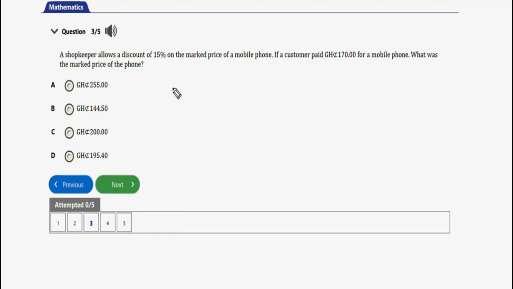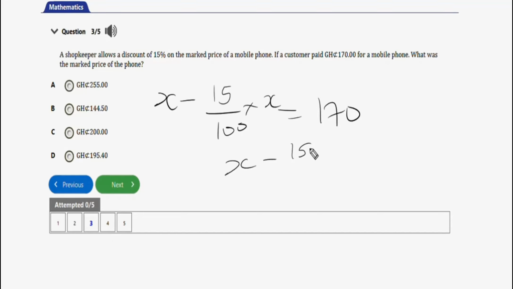All right, so it's going to be x minus 15% of the marked price, so it will be 15 over 100 times x equals 170 Ghana cedis. This is the same thing as x minus 15x over 100 equals 170 Ghana cedis. So let's punch the calculator now to get the results.